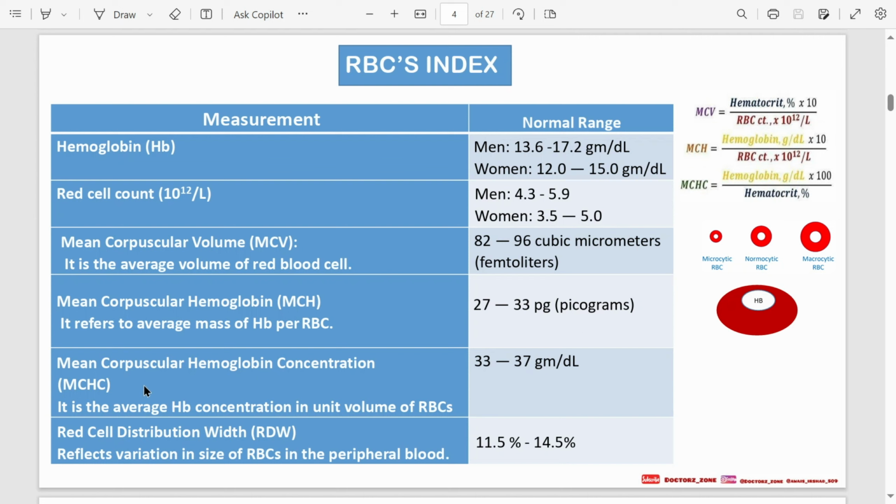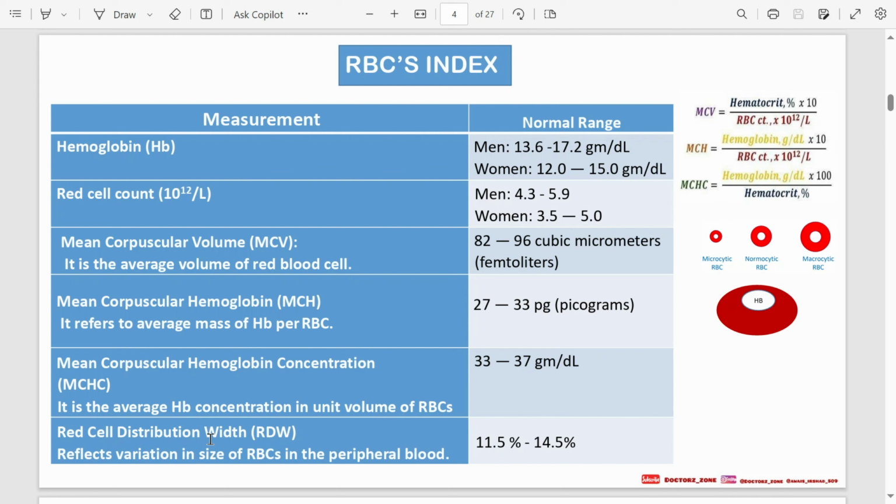Then is the mean corpuscular hemoglobin concentration, MCHC, which is the average hemoglobin concentration in the unit volume of red blood cells, and its formula is MCHC is equal to hemoglobin divided by hematocrit multiplied by 100, and its normal range is 33 to 37 gram per deciliter. Remember, MCH is the average mass of hemoglobin, but this is the average hemoglobin concentration.